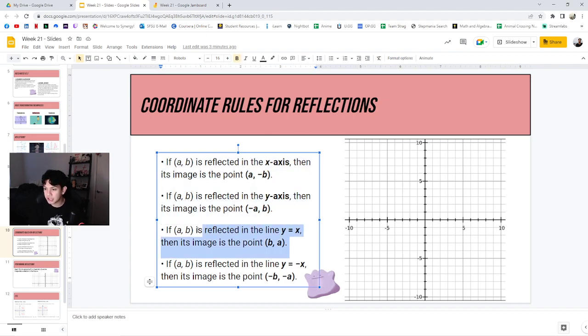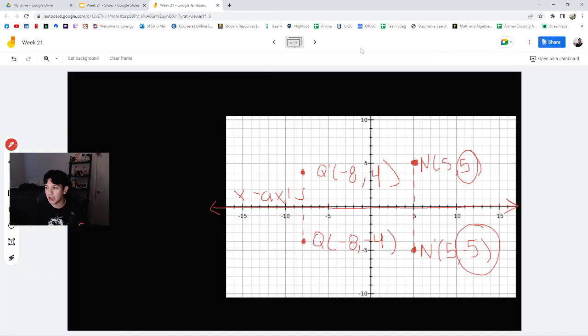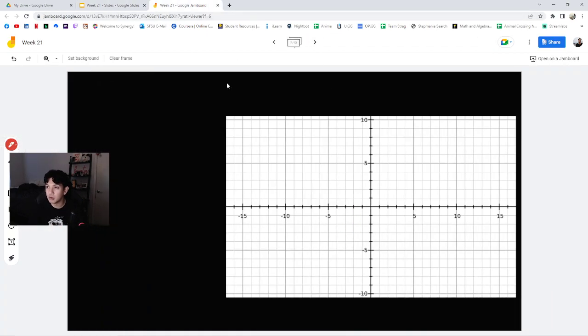So let's check out this third one where it says if (a, b) is reflected in the line y equals x, then its image is the point (b, a), okay? So what does the line y equals x look like? It kind of looks like y equals mx plus b, but this time the slope m is not present, which means that there's a slope of 1. And then there's no plus b, which means that it's at 0, okay? So what does that line look like?